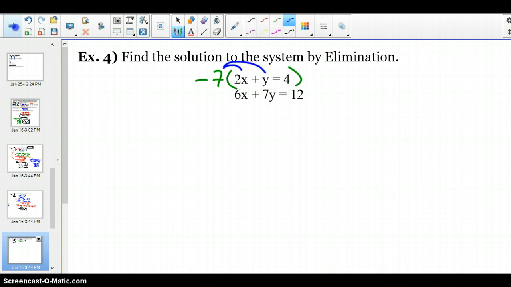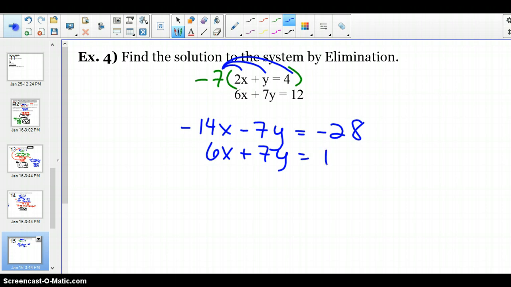So I'm going to make a note to myself with this here to make sure I distribute. Alright, so when I distribute, I get negative 14x minus 7y equals negative 28. Making sure that I'm careful distributing that negative sign each time. My bottom equation I didn't change at all. So I'm just going to write that.